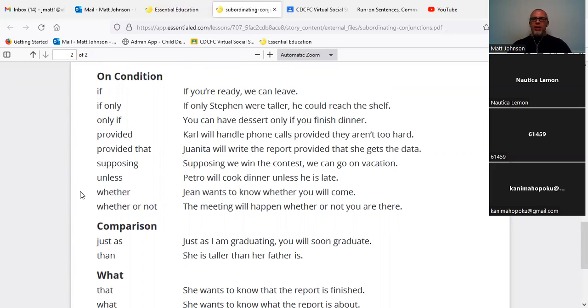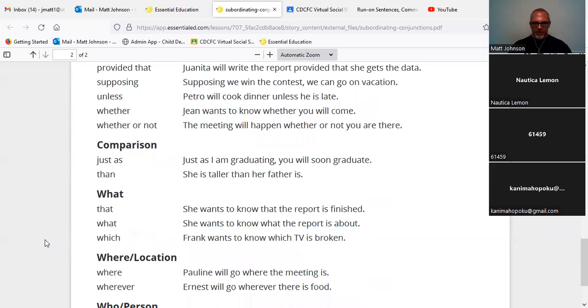When you see these words, subordinate clause. These are subordinate clause words. Comparisons, just as, or than. We'll talk a lot more about some of those frequently confused words. Then and than get confused a lot. Then is about time or place. Than is comparing, just like in math, greater than, less than. So she is taller than her father. Than her father is, not a complete sentence. She is taller than, not a complete sentence. Put them both together with that subordinate conjunction, you have a complete sentence.